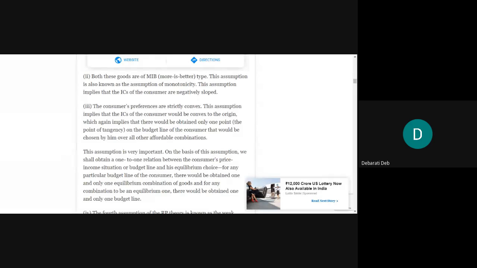So both these goods will be called more is better type. That means the more you purchase, the better it is for you. This assumption is also called the assumption of monotonicity. This assumption implies that the indifference curves of the consumer are negatively sloped. This assumption will bring you to the concept of indifference curve. This we have already done, so I am not going into detail of it. This particular assumption is only going to determine the slope of the indifference curve, which is negatively sloped, which has a negative movement.